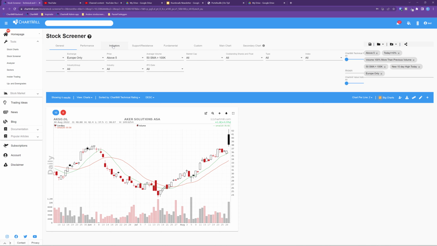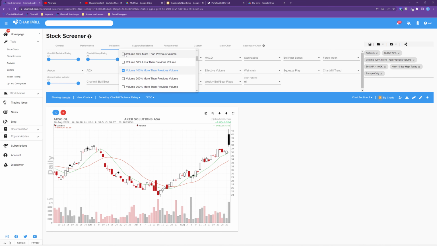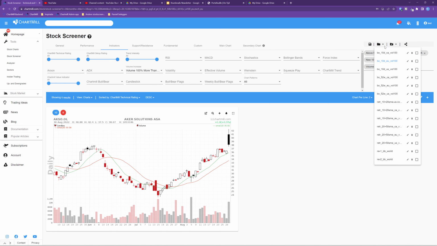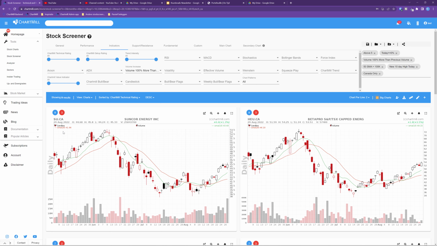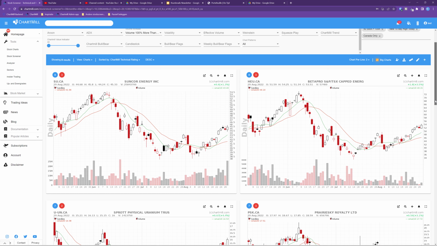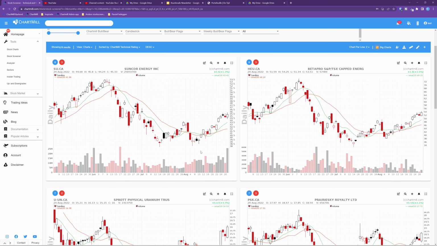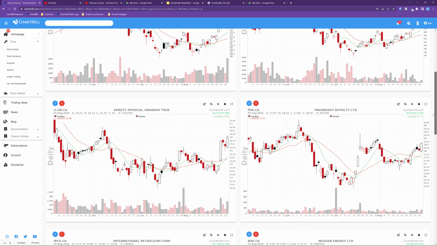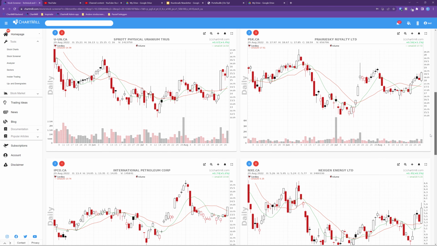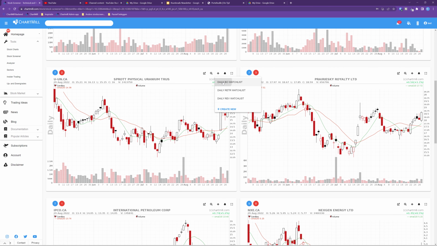And even when I change this to volume 50%, it stays the same. And then for the Canadian market, 9 results. Suncor Energy, don't like the candle. It's not a clean breakout candle. This is a breakout, so adding it to the watch list.